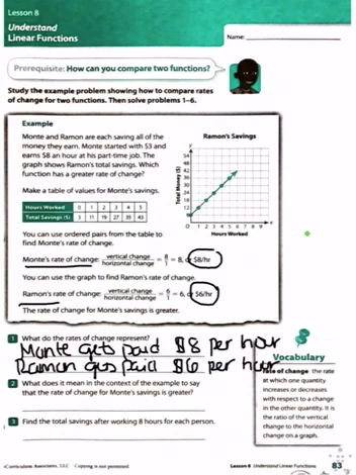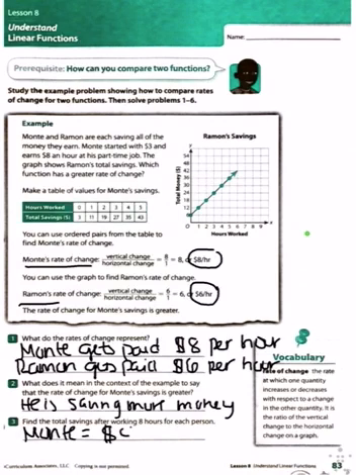Number 2, what does it mean in the context of the example to say that the rate of change for Monte's savings is greater? He is saving more money. Number 3, find the total savings after working 8 hours for each person. So for Monte, if it's $8 per hour, for 8 hours that would be $64. 8 times 8 is 64. For Ramon, we would do 6 times 8, and we know that 6 times 8 is 48.